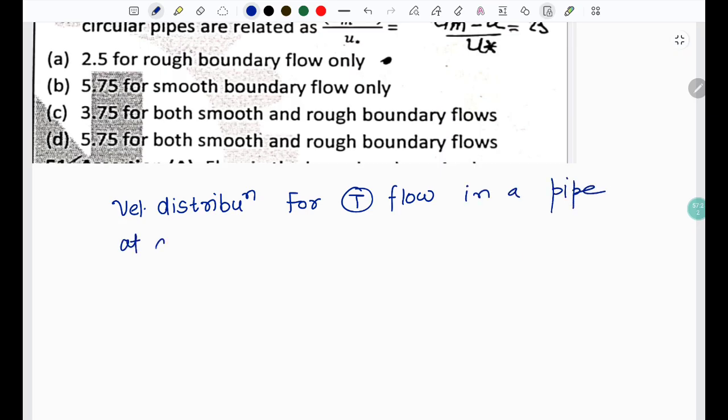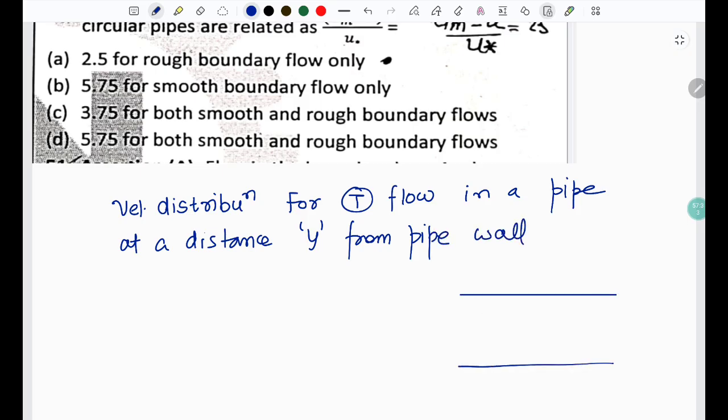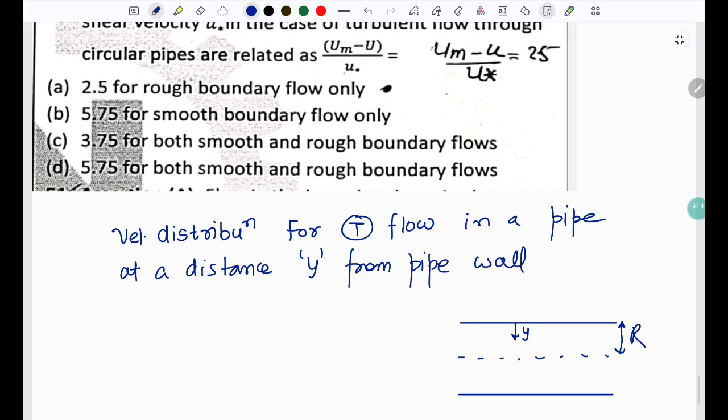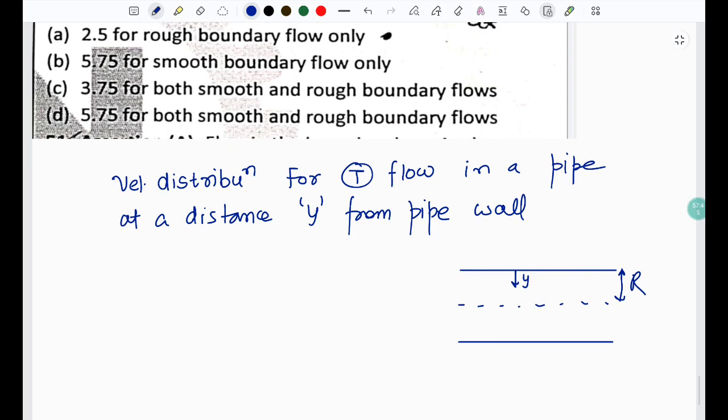at a distance y from the pipe wall. Let us say this is our pipe and we have y from the wall, this is our r, sorry. Then let us say at the center we will have u max.